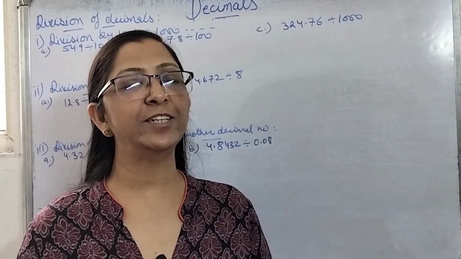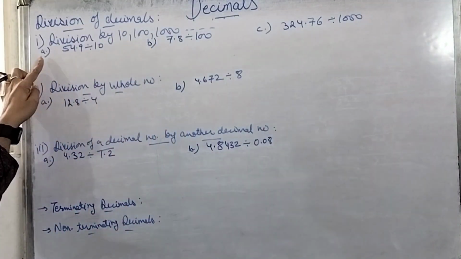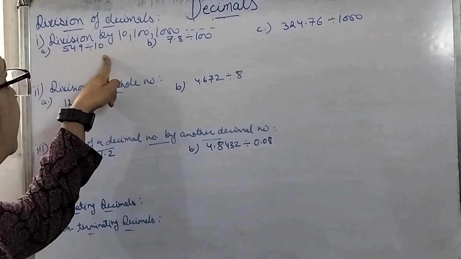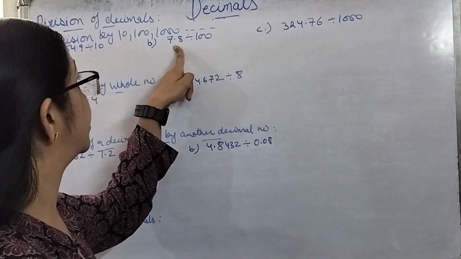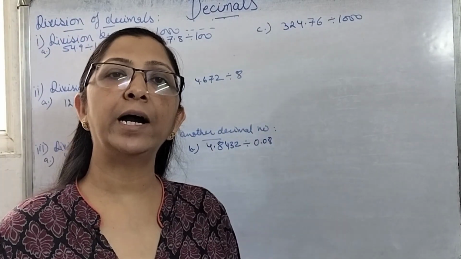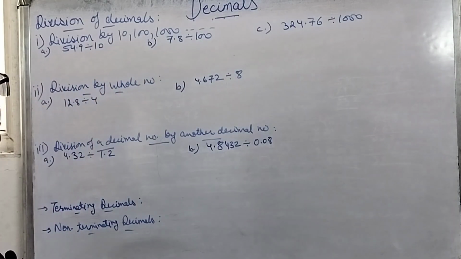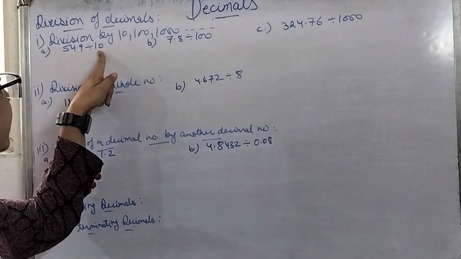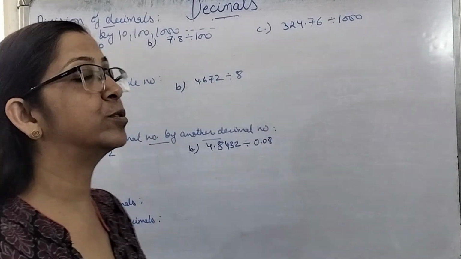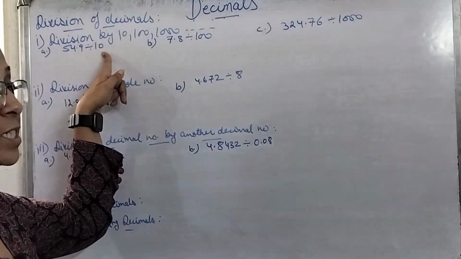After multiplication, now let's understand how to divide decimals. The first condition is when the division is done by 10, 100 or 1000. When your divisor is 10, 100, 1000 or a higher power of 10, how will we divide it? In these cases, we count how many zeros are there after 1 in the divisor. Here we can see that after 1 there is 1 zero.